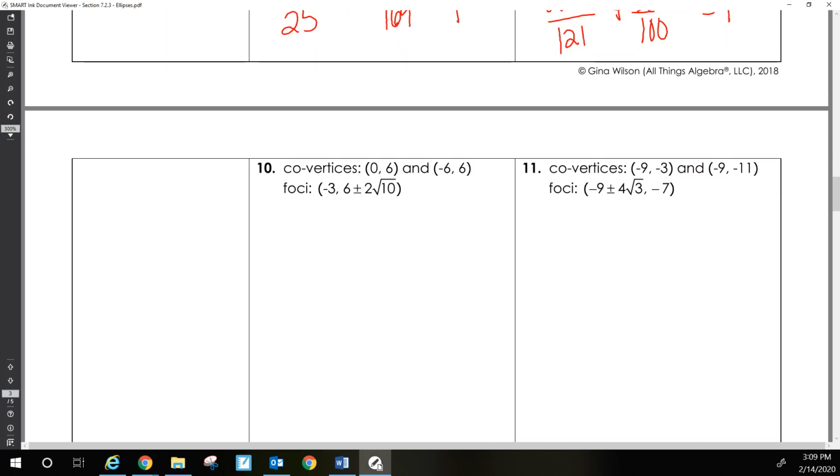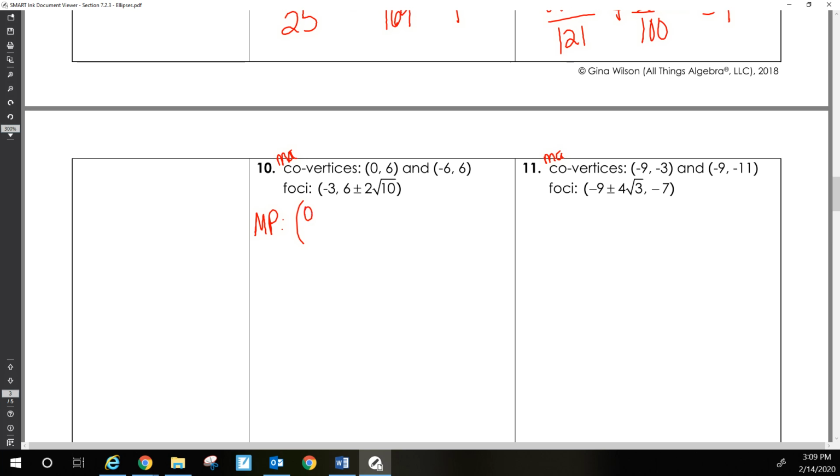All right, for 10 and 11, they give us covertices and foci. Well, covertices, remember, that's your minor axis, which means the midpoint between these two is still going to be the center, but the length from here to the center or from here to the center is going to be my B value, not my A value. So first let's find the midpoint so we can find our center.